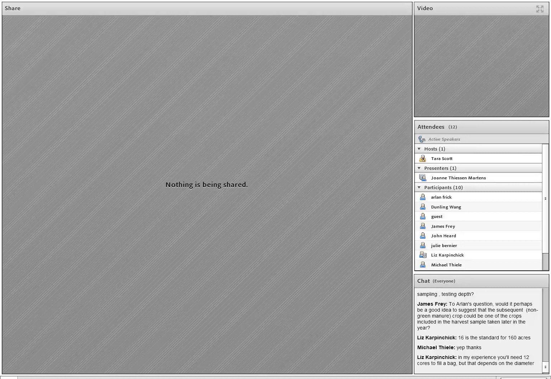Okay, and as related to Liz's comment that you'll need 12 cores to fill a bag, it depends on the diameter of your probe, of course. And if you don't manage to fill the bag with your soil, it'll probably be okay. I've sometimes sent in some rather small soil samples and it is usually okay. So you don't need to feel like you need to take more just to fill the bag.